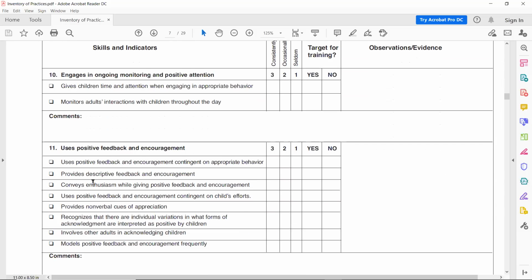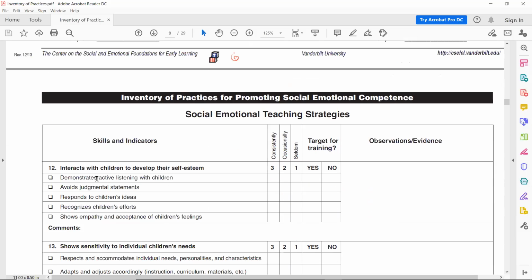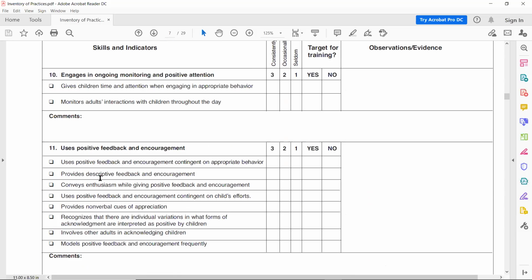And then this last part, I thought that was the last part. Yep, this is it. Using positive feedback, engaging in ongoing monitoring, positive attention. So we're finding a way to continually give feedback to children about the positive things that they're doing in the classroom and with their peers.